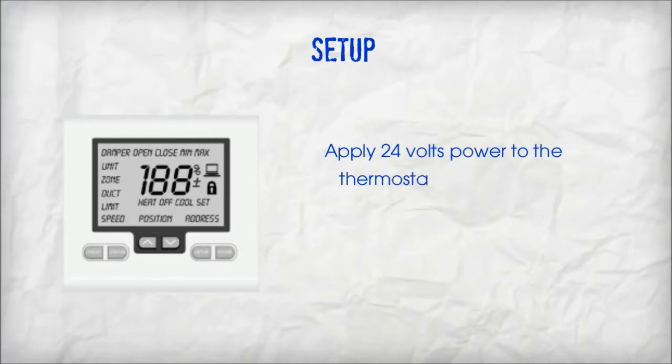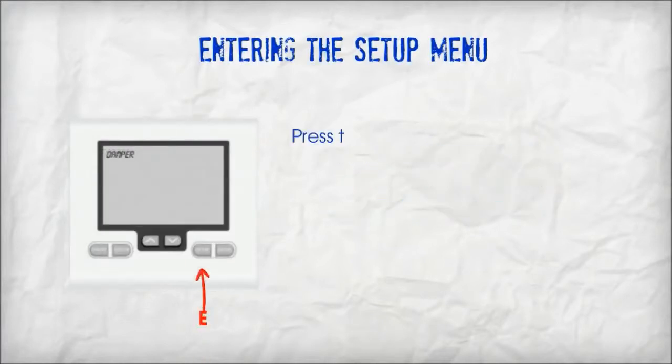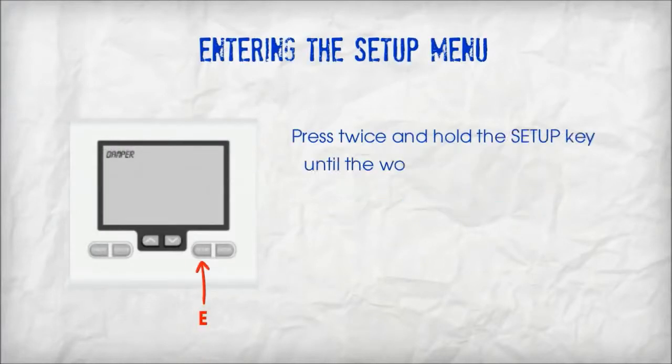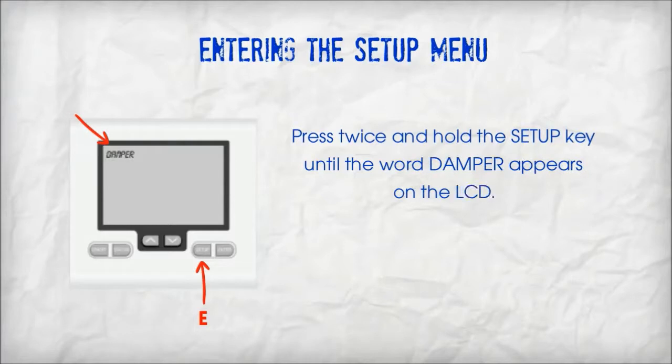Apply 24 volts power to the thermostat. The LCD will momentarily display all icons. To enter the setup menu, press twice and hold the setup key until the word damper appears on the LCD.